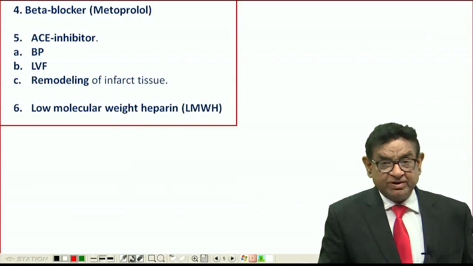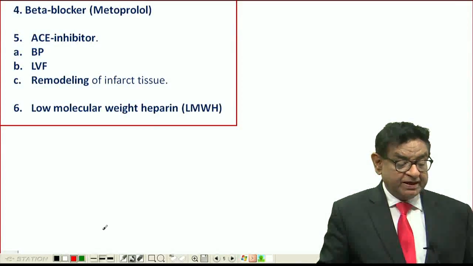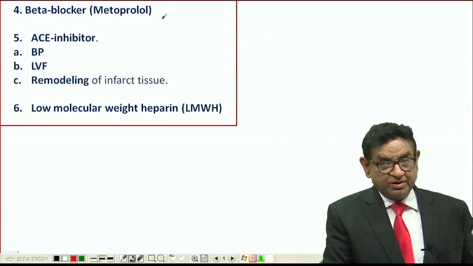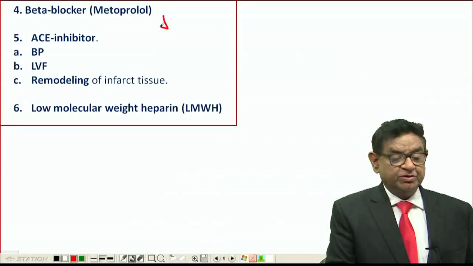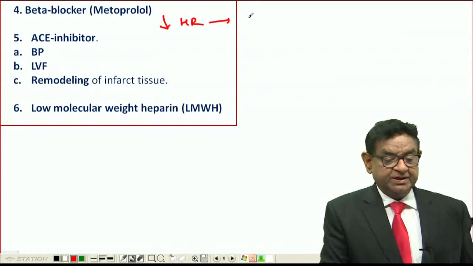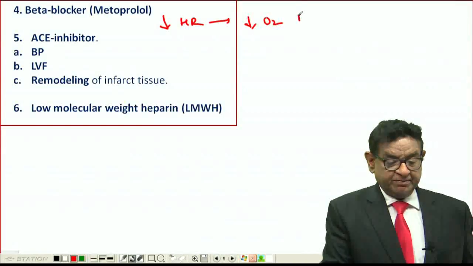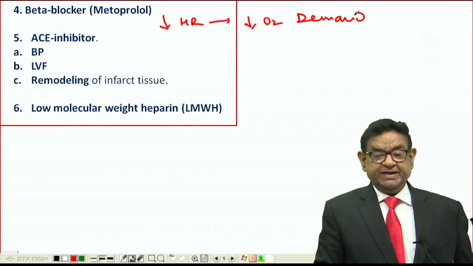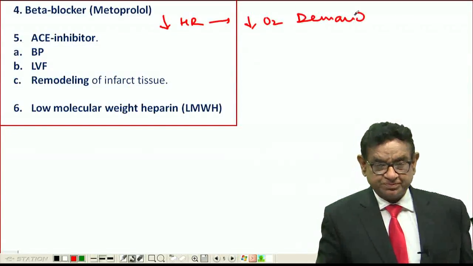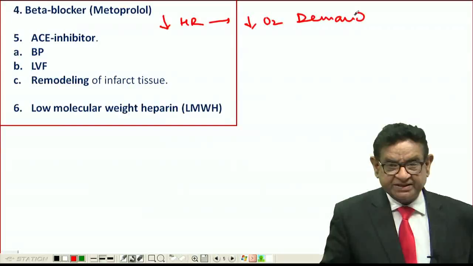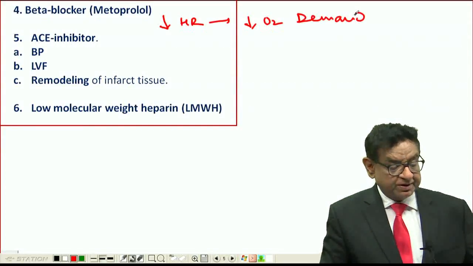Now, beta blocker, that's one of the mainstays of treatment, and usually we use metoprolol. And how is it going to help us? It's going to reduce the heart rate. As the heart rate is reduced, it reduces oxygen demand. So in all cases of CAD, maybe even angina also, we always give beta blocker unless there are some contraindications, then we do not give.